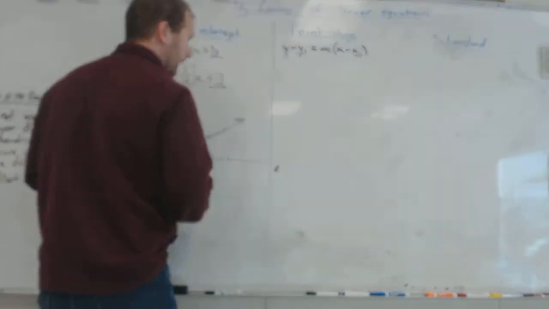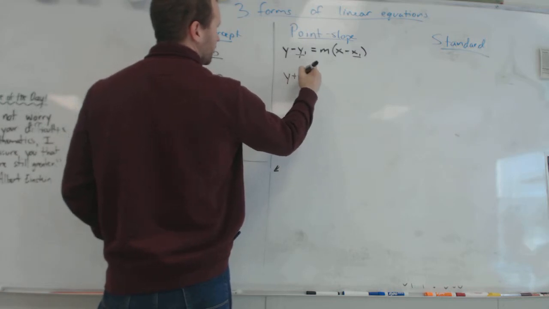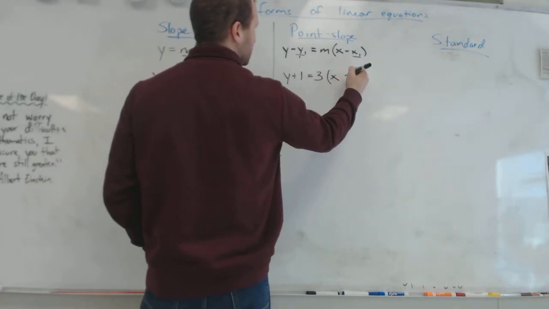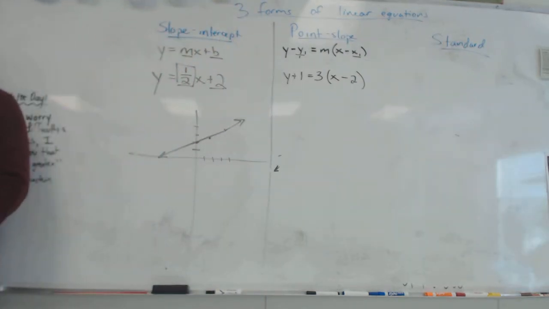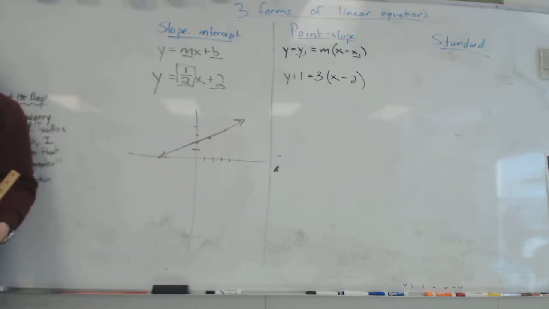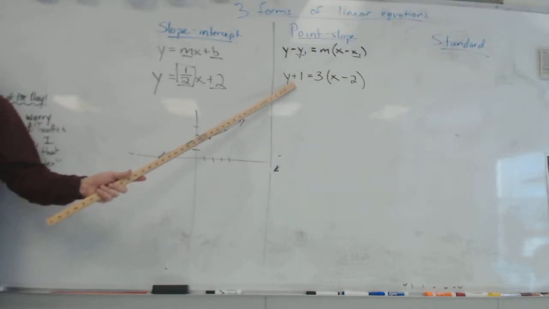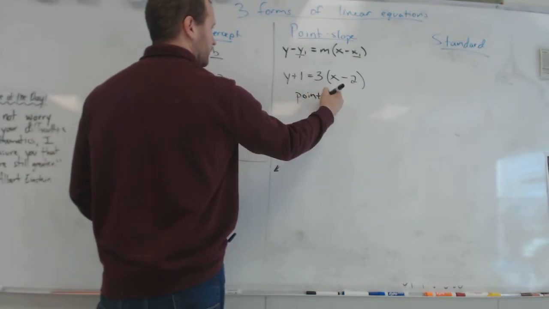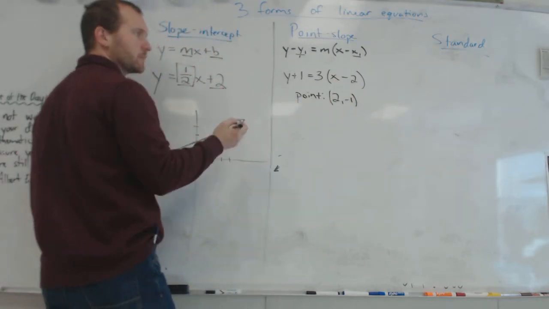So, what if I had y plus 1 equals 3x minus 2? Okay, so graph that equation. Where are we going to start? At what point? At 2, comma, negative 1, right? So you're going back. So our point is 2, comma, negative 1. That's where we start. Right?